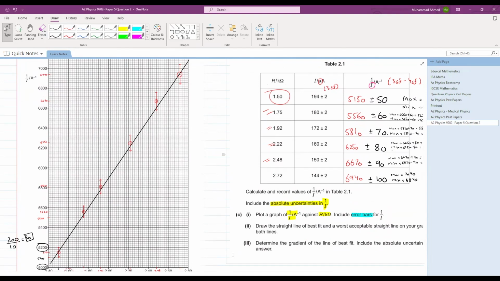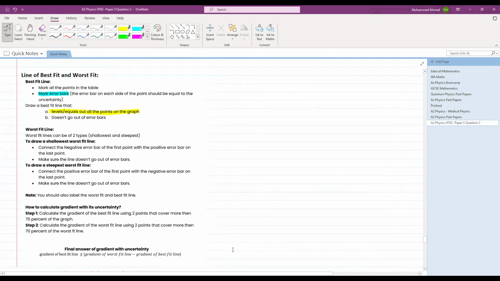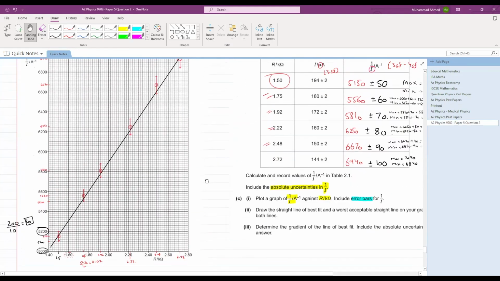And a third criteria is added in paper 5 as well. The first criteria: the line of best fit should pass through the maximum number of points. The second criteria is that the line of best fit should have the same number of points above as the number of points below. Perfect. The third criteria that we add in paper 5 is that the line of best fit does not go out of the error bars. Okay. So let's draw such a line.